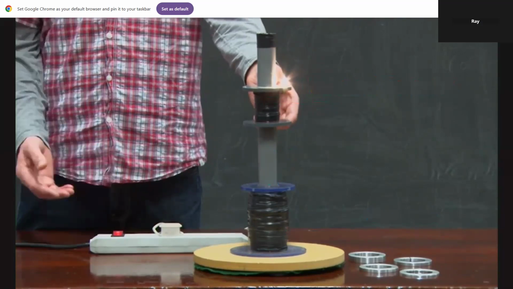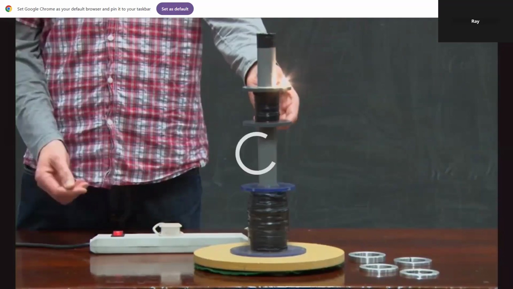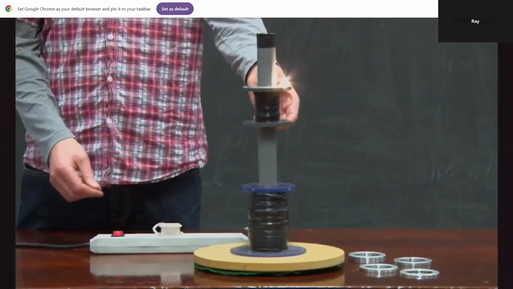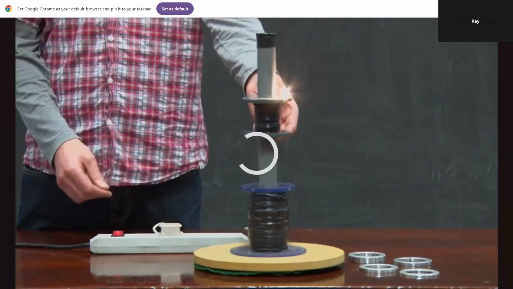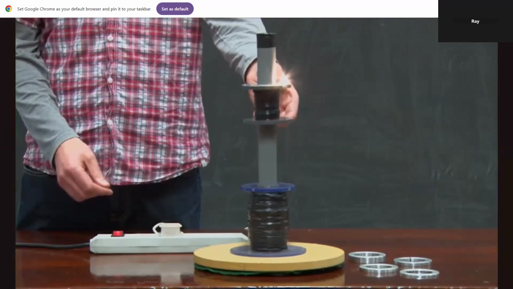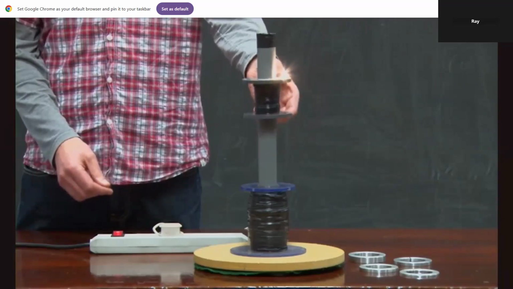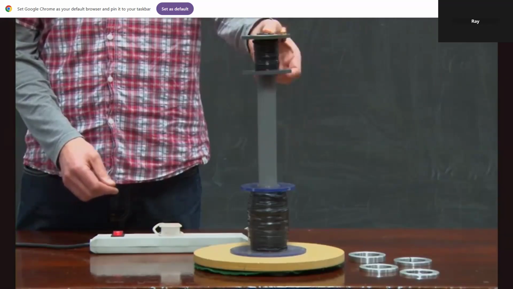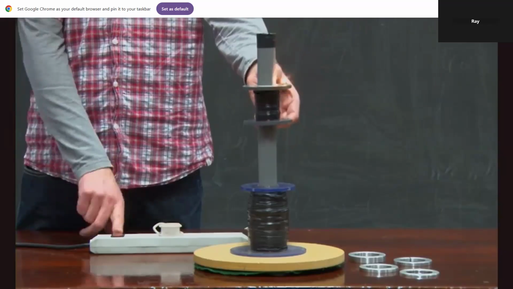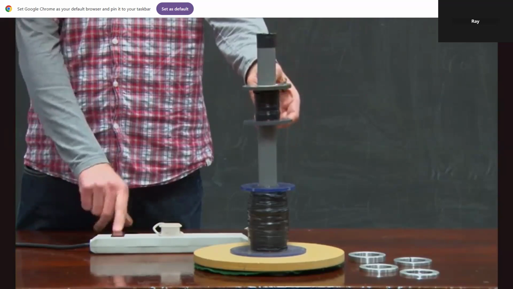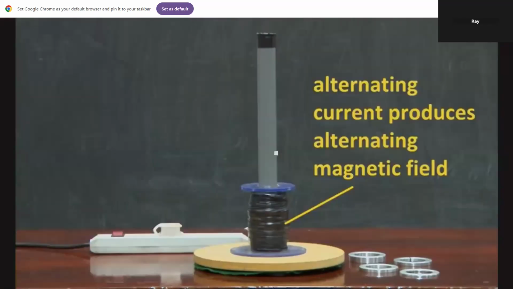In this demonstration, it might not be immediately obvious that the magnetic flux is changing. But remember, our coil is connected to AC supply. The current flowing through is varying sinusoidally with a frequency of 50 Hz. So the magnetic field also varies sinusoidally at the same frequency.